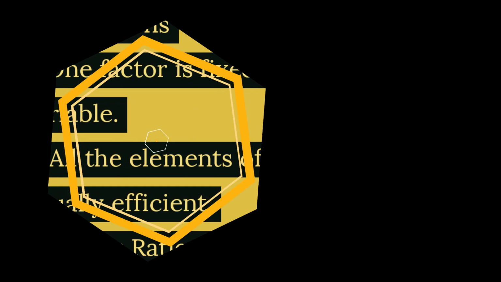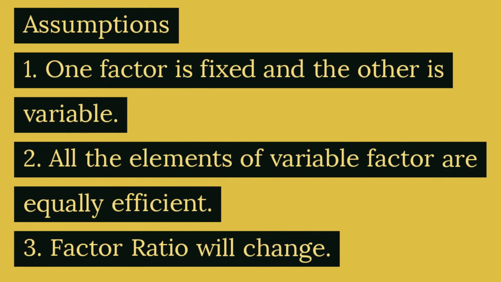Assumptions of law of variable proportion. Number 1, one factor is fixed and the other is variable. As we have already discussed, the law of variable proportion is applied in the short run, and in the short run one factor is fixed and the other is variable.